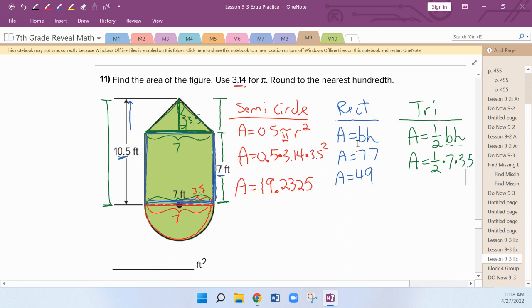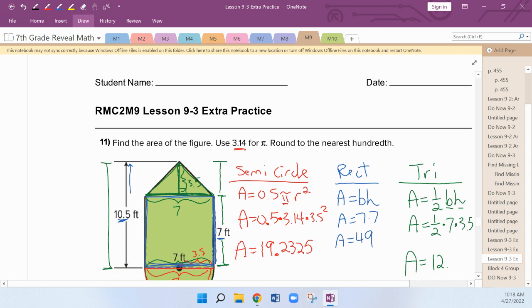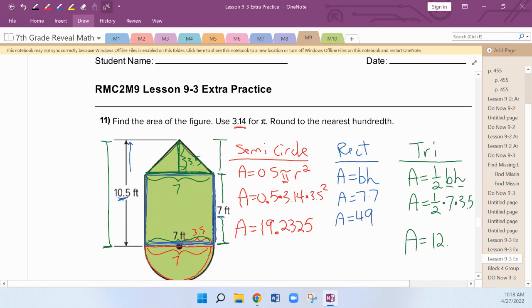And now we have to quickly calculate that. So the area comes to 12.25. There we go. And we're going to add those up. So 19.2325 plus 49 plus 12.25. Add them all up.